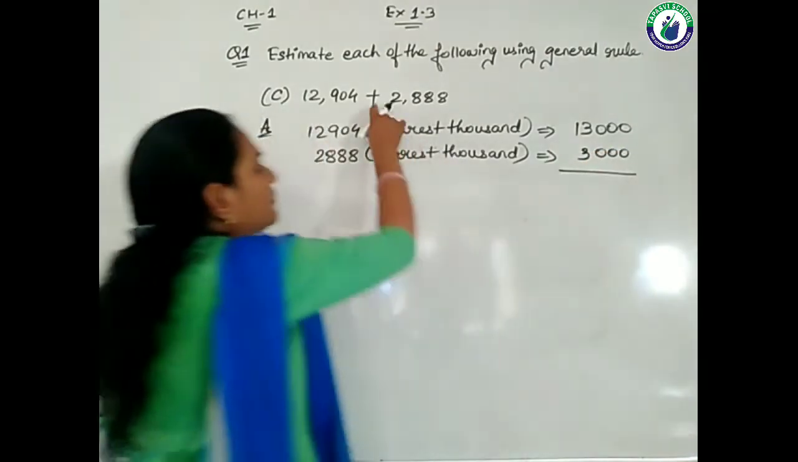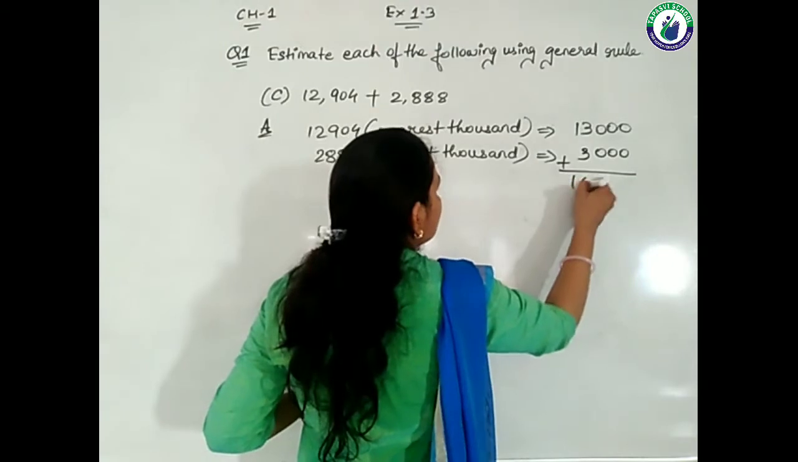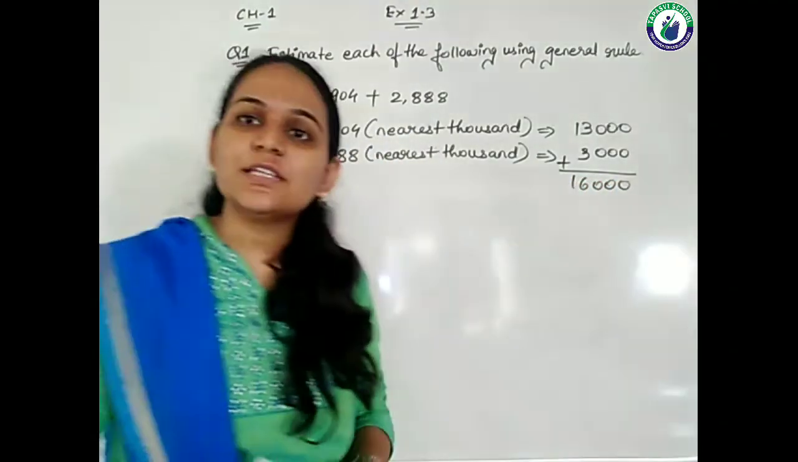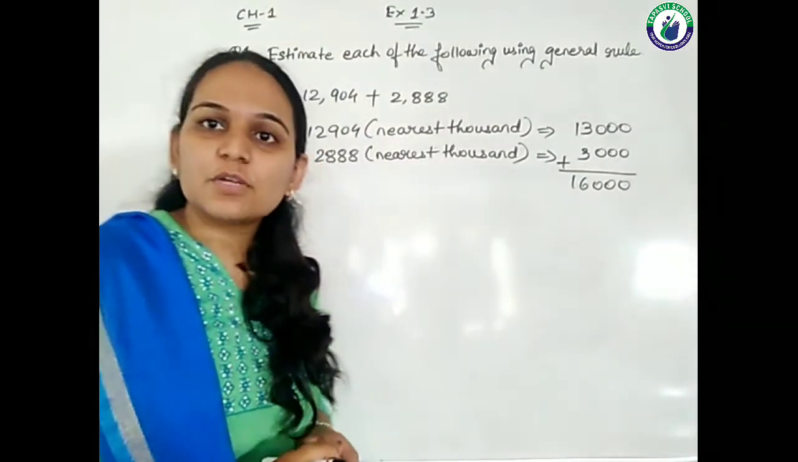So, what I am going to do? I am going to do addition. So, the answer is 16,000. Right, students? Now, let's see the question number 4 of the question number 1 only.